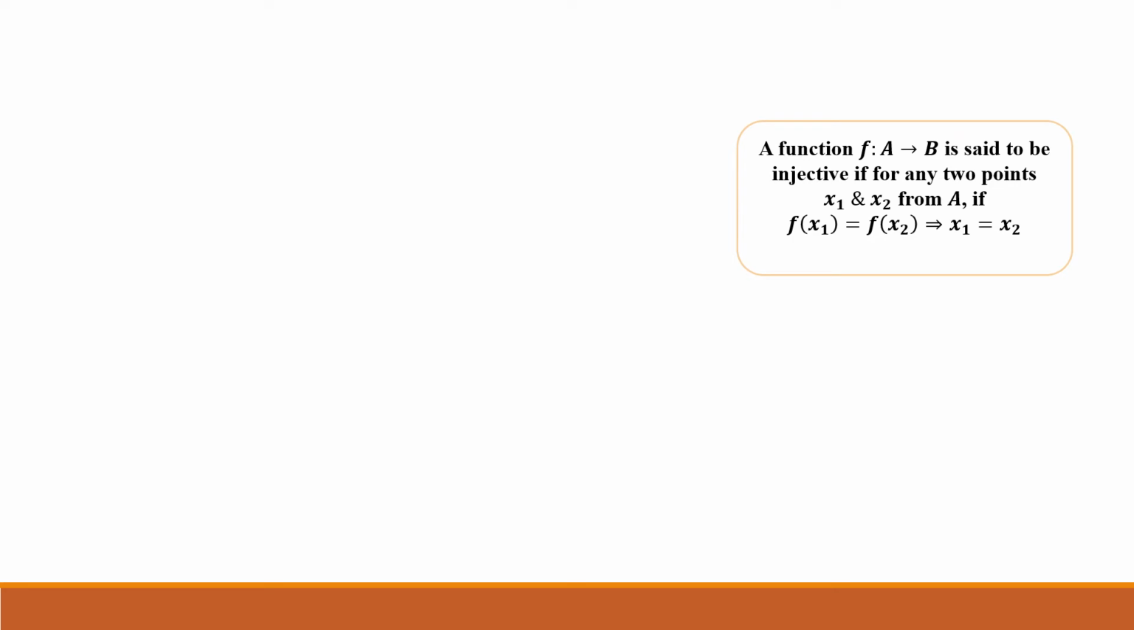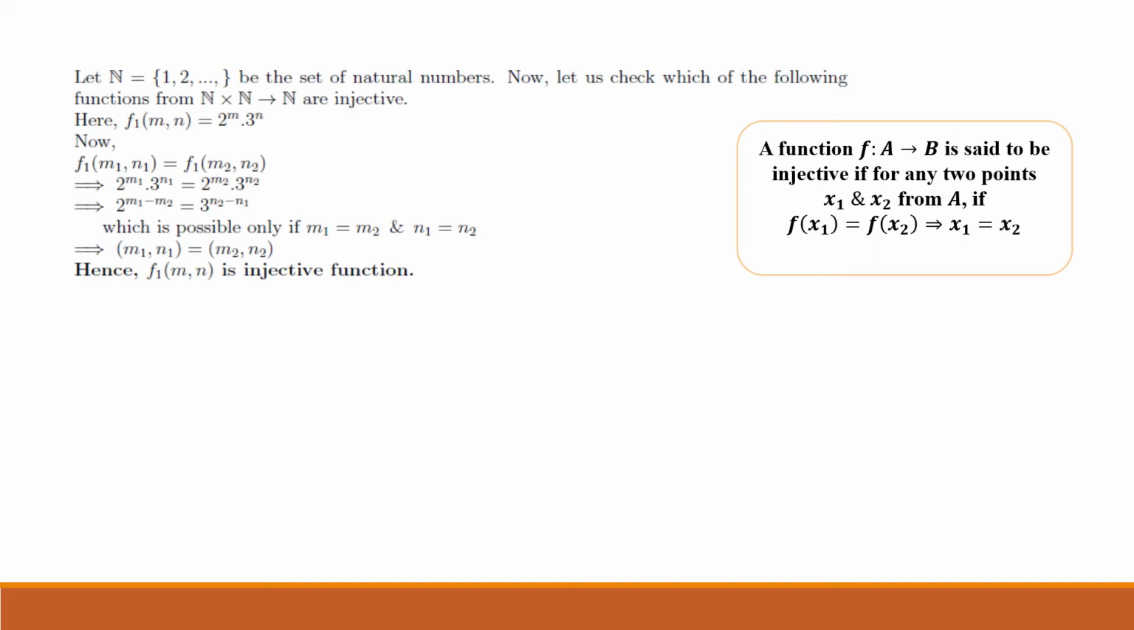Now a function f from A to B is said to be injective if for any 2 points x1 and x2 from A, if f(x1) equal to f(x2) implies x1 equal to x2, that means the function is injective. Or there is another way to check the injectivity: if you choose two distinct points from the set A, that means x1 not equal to x2 implies f(x1) not equal to f(x2), that also describes injectivity. Now our first function, that is f1(m, n) equal to 2 to the power m into 3 to the power n.